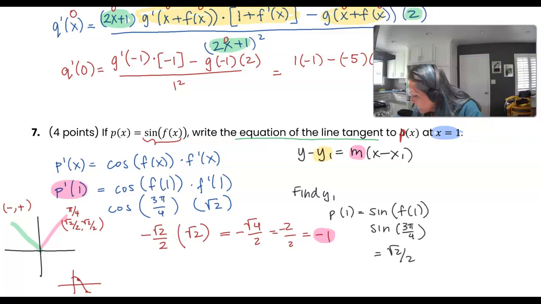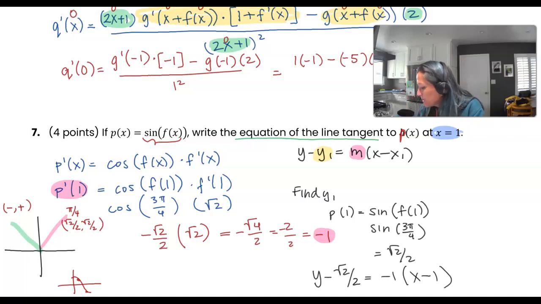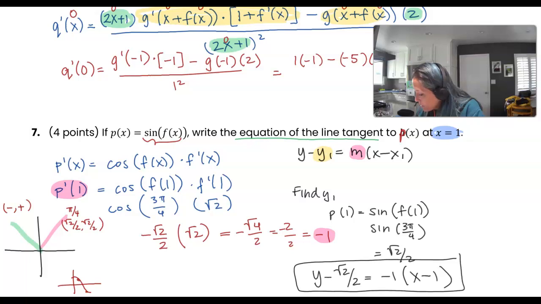So here's our final answer. We have y minus our y1, which is root 2 over 2, is equal to negative 1 times x minus 1. There is our beautiful equation to our tangent line and the answer to number 7.